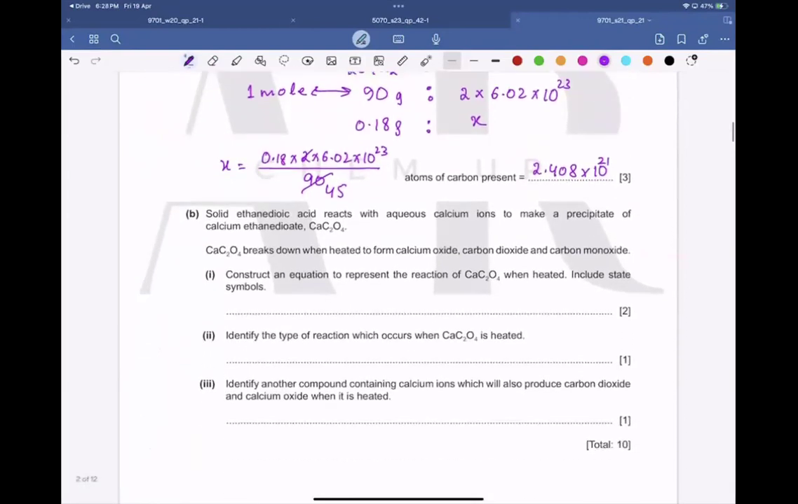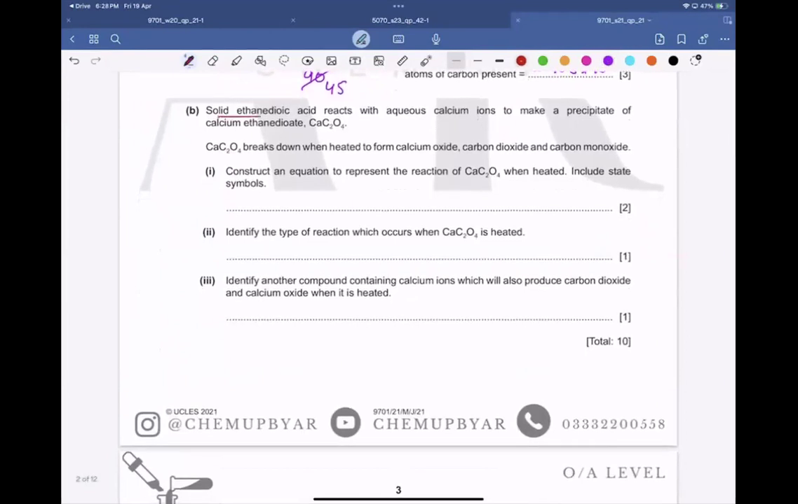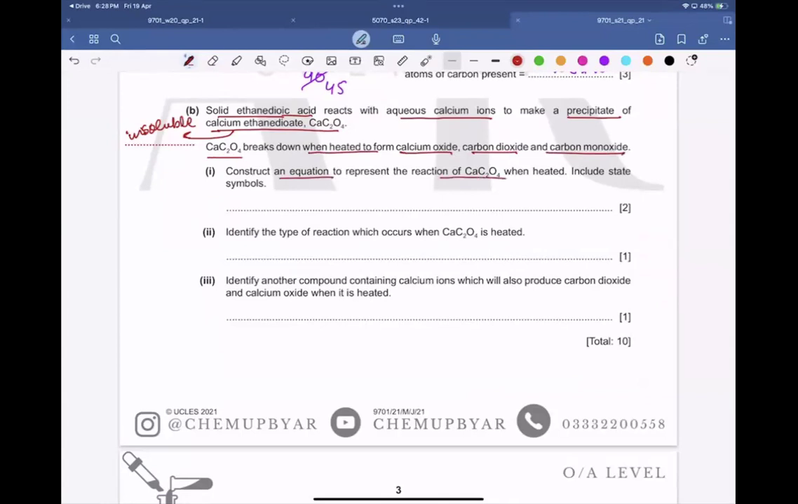Okay. Now, next part. Solid ethane dioic acid reacts with aqueous calcium ions to make a precipitate of calcium ethane dioate. So see, a precipitate is forming, it means it is insoluble. That is the formula of calcium ethane dioate. It breaks down when heated to form calcium oxide, carbon dioxide, and carbon monoxide. Construct an equation to represent the reaction of calcium ethane dioate when heated. Include states.